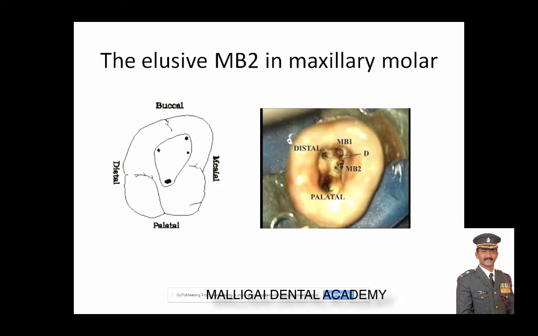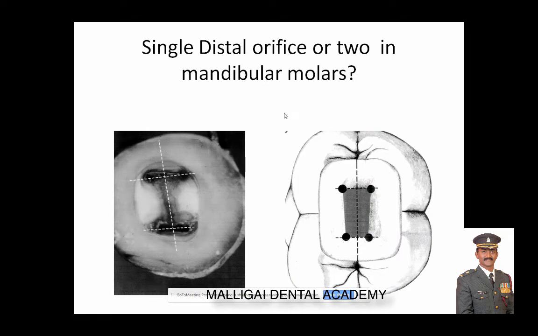Another bullet point where we often find ourselves perplexed is whether there is a single distal orifice or there are two distal orifices in mandibular molars. Photograph 1 is a photomicrograph of a mandibular molar which shows two mesial orifices, the mesiobuccal and the mesiolingual, and a distal orifice. The imaginary line bisecting the mandibular molar in a mesiodistal direction divides the mandibular molar practically into mirror images of each other.